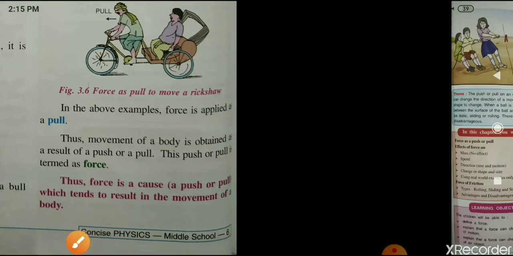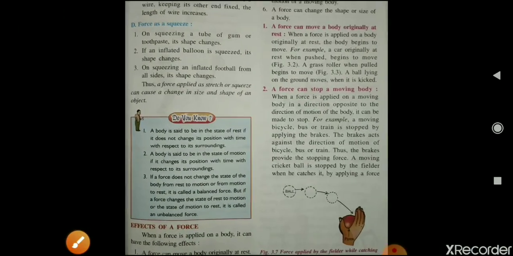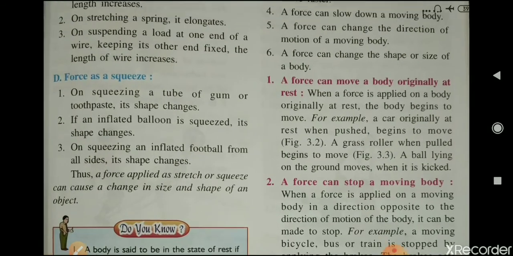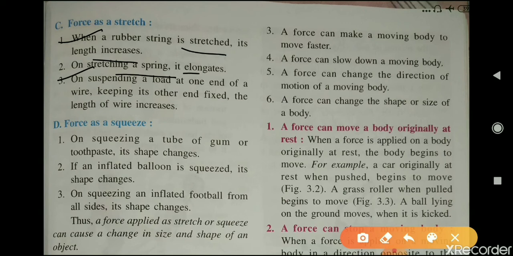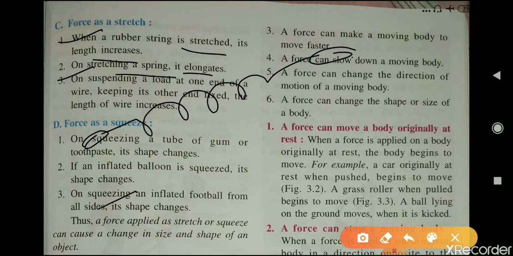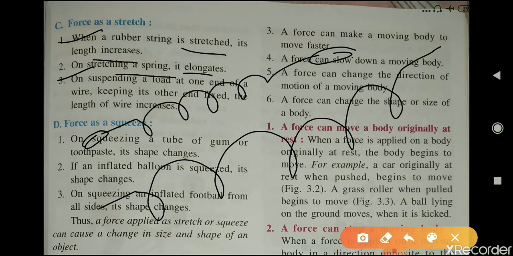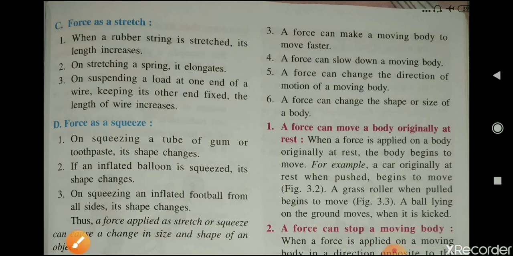Now, force as a stretch. First is force as a stretch. When a rubber band is stretched, its length increases. On stretching a spring, it elongates. Suppose this is a spring, and if you hold the spring from both its ends and start stretching it, its shape will get deformed, and its size increases. So the size changes.